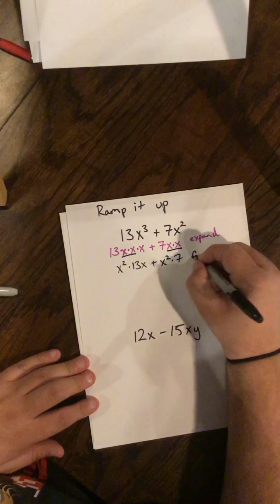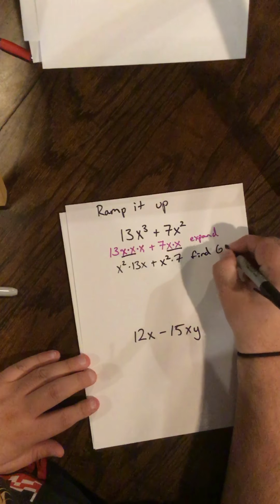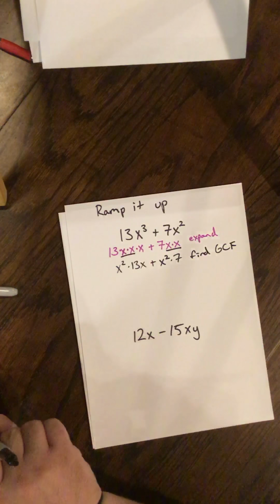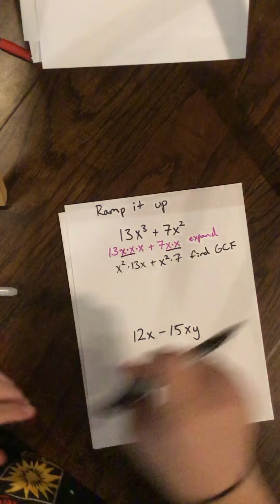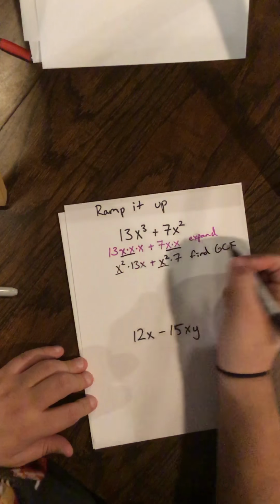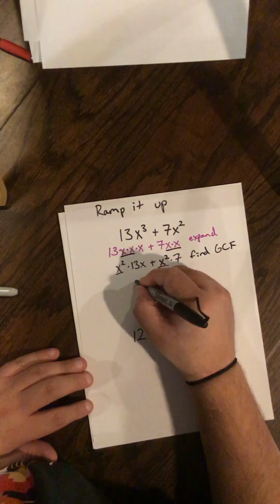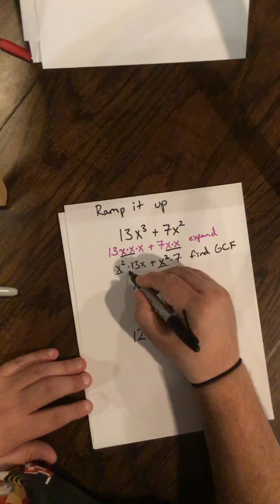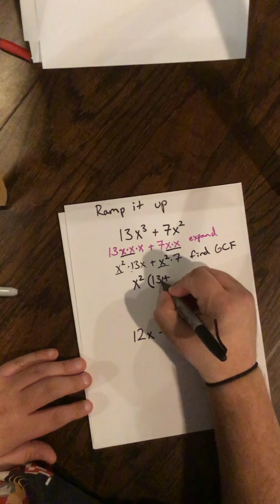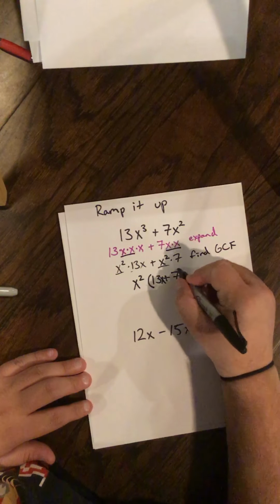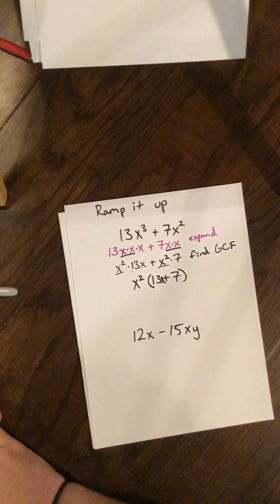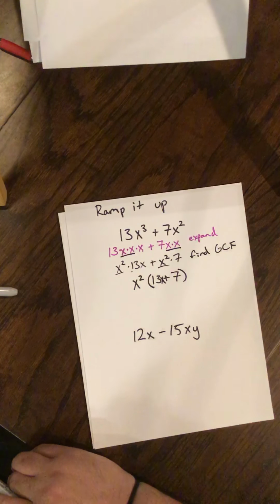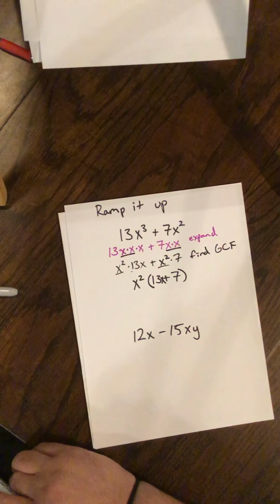Okay, so that's me finding the greatest common factor, because the x's are factors, they are multiplied. So now we know we can just pull these guys out front with parentheses. You're going to get x squared out front, and then inside, what's left over? 13x plus 7. Okay, so now I've factored out an x squared. That's a pretty complicated example if it's the first time you're seeing it.